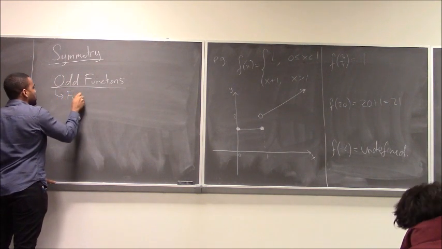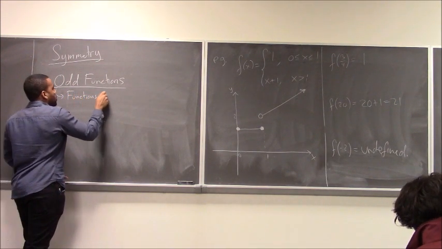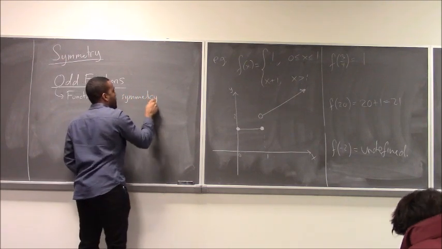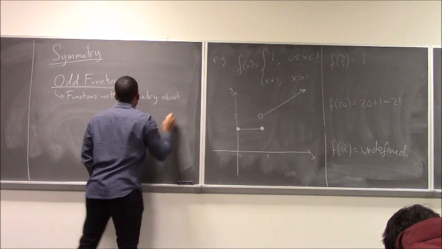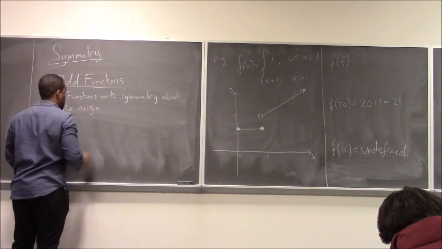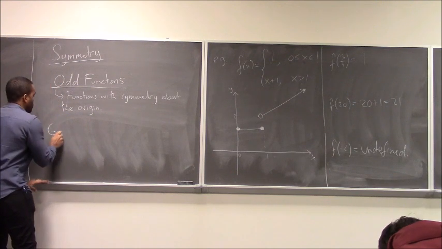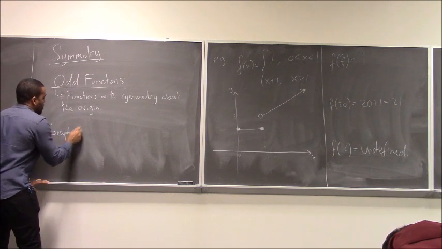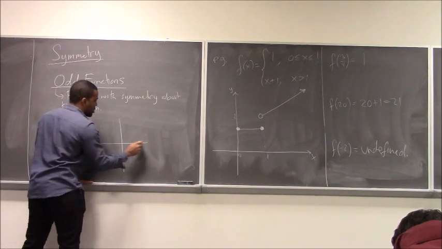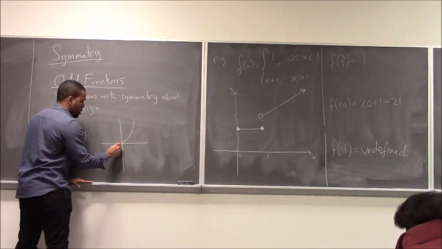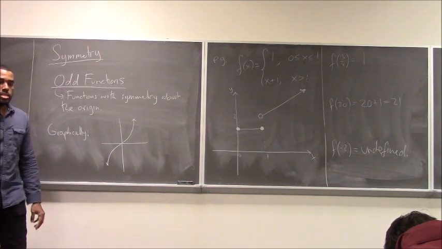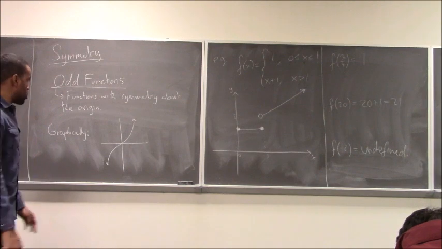These are functions with symmetry about the origin. Graphically, here's what such a function would look like. Something like y equals x cubed, which we should know by heart how to draw by now, exhibits this kind of symmetry. It has symmetry about the origin.